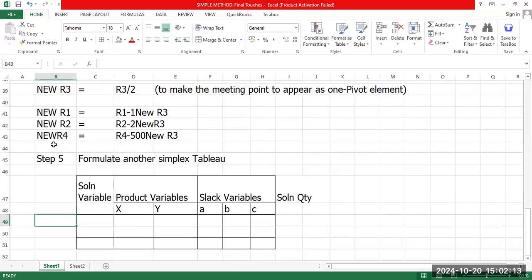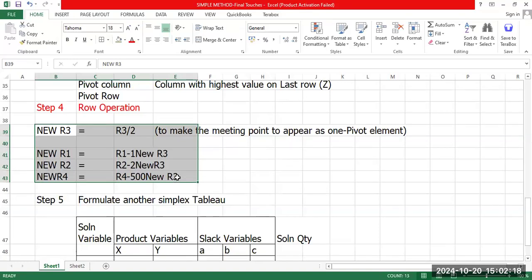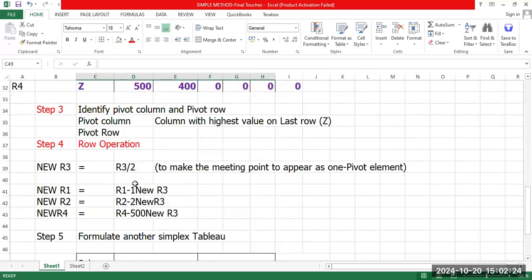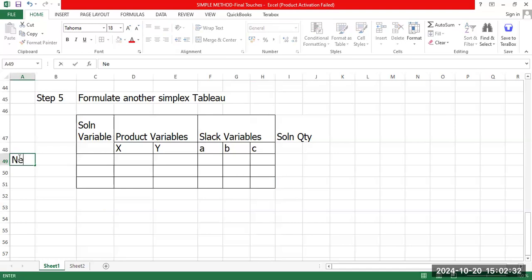Okay, remember, you have the formulas here that are going to help you to fill this table. So it means that this is like your new row 1. This is like your new row 2. This is like your new row 3. Then this is like your new row 4.